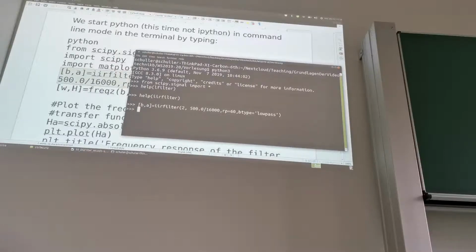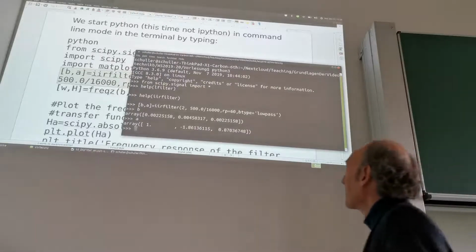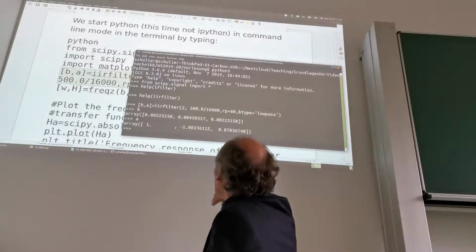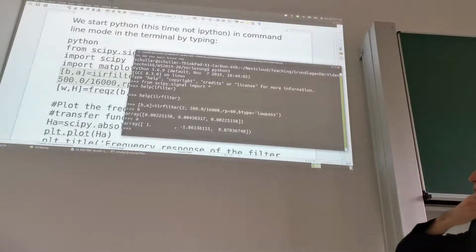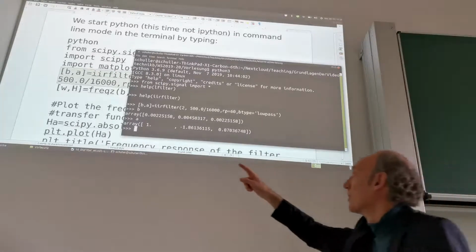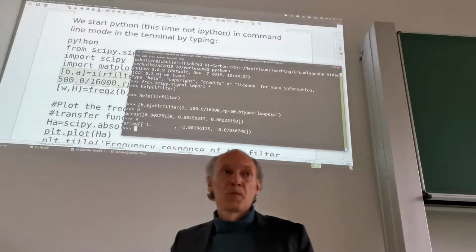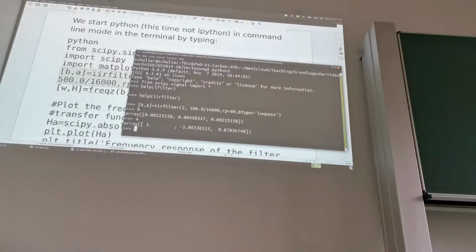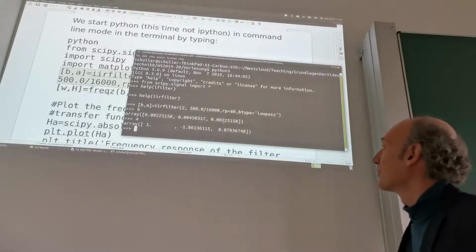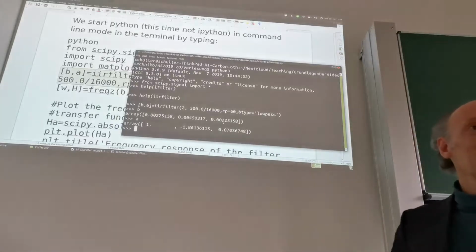And now we can see what's in it. B. So this is B, and here is A. Ah, interesting. So it actually gives you 3 coefficients for B and 2 coefficients for A. The first one is always 1. So it's actually just 2 coefficients for A. But it seems 2 means the order, which means 0, 1, 2. Right. So that's why you have 3 coefficients here. Make sense?